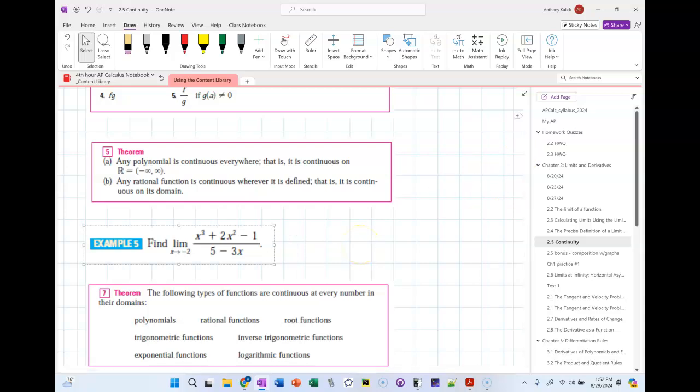So let's say this question asks us to find the limit as x approaches -2 of yada, yada, yada. What I notice is that this is a rational function. It's continuous everywhere over its domain.